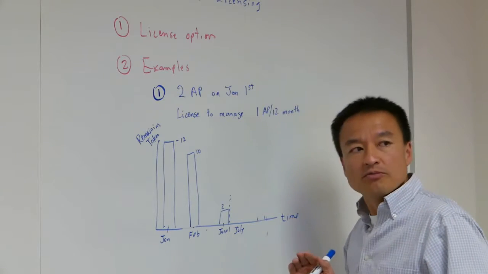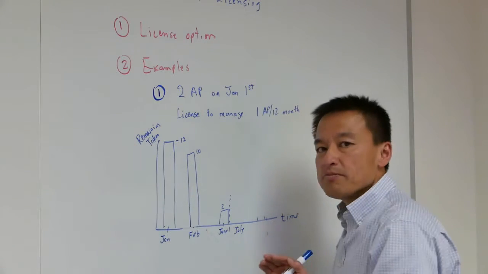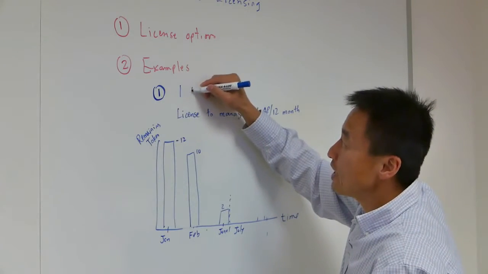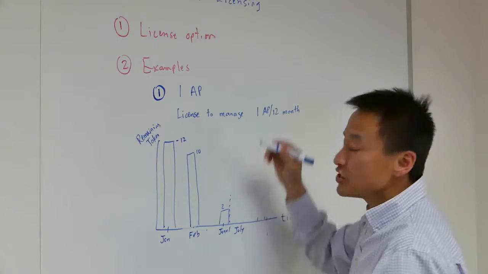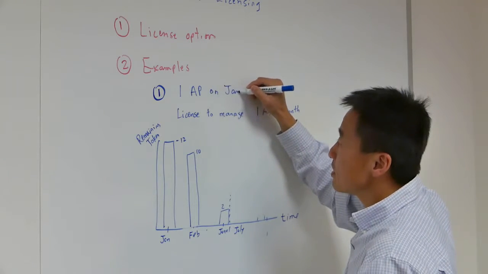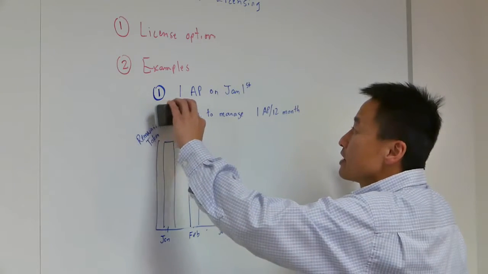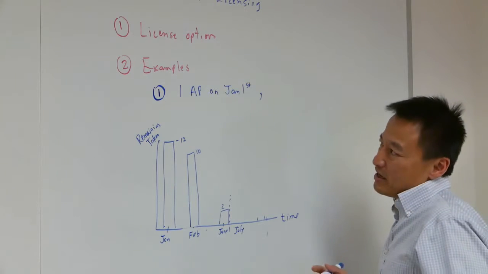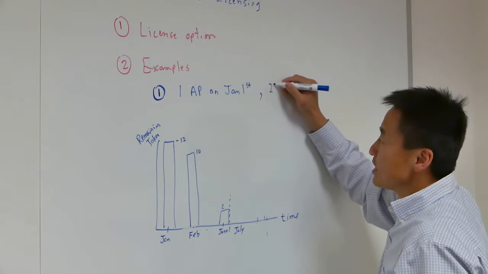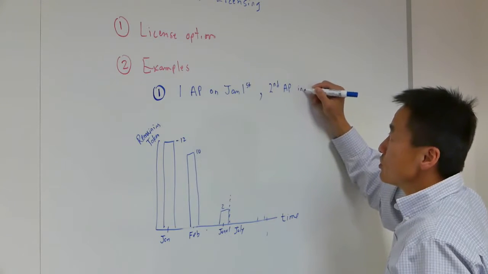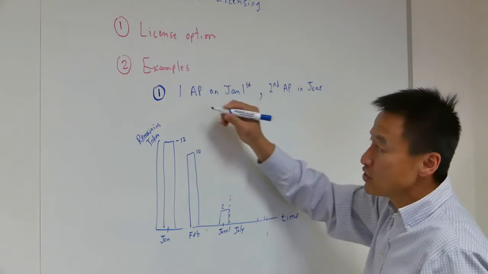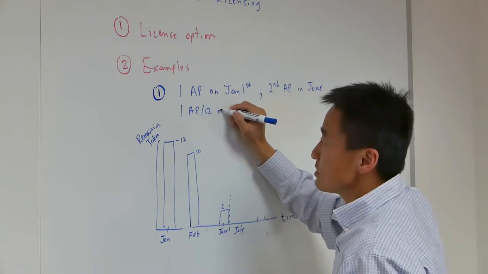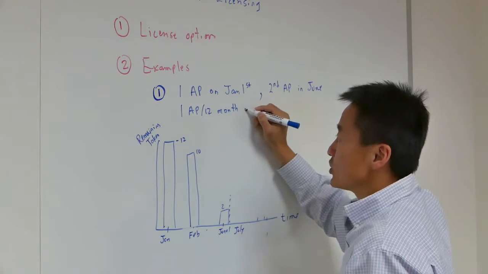The third example, I'm going to get a little bit more complicated. So let's say we buy the AP at a different time. Let's say I bought 1 AP on January 1st. And let's say I buy the second AP in June. But I still only bought that 1 AP license for 12 months, on January 1st.